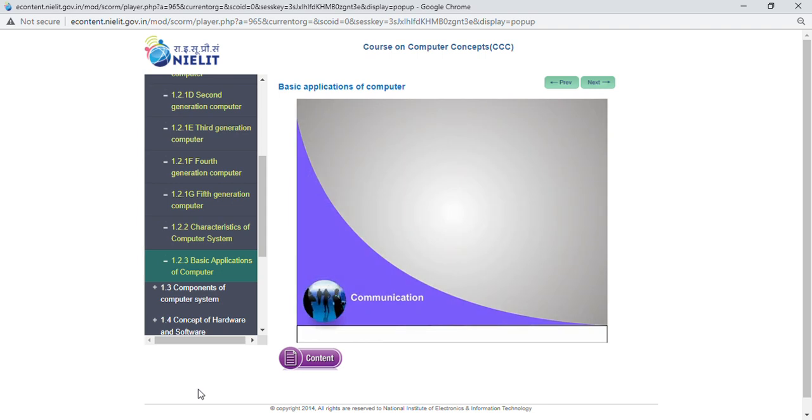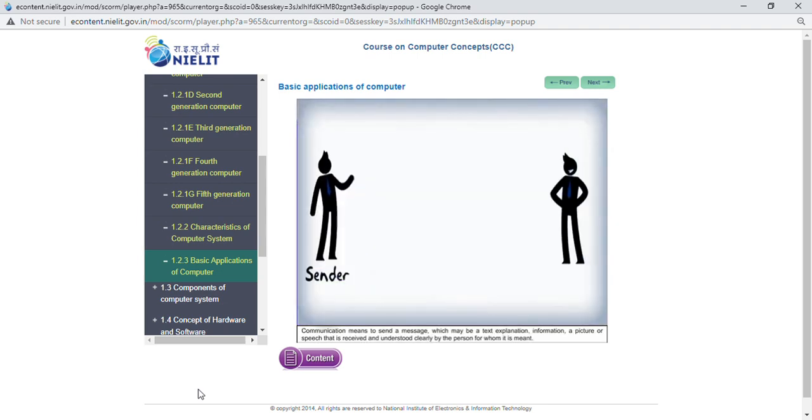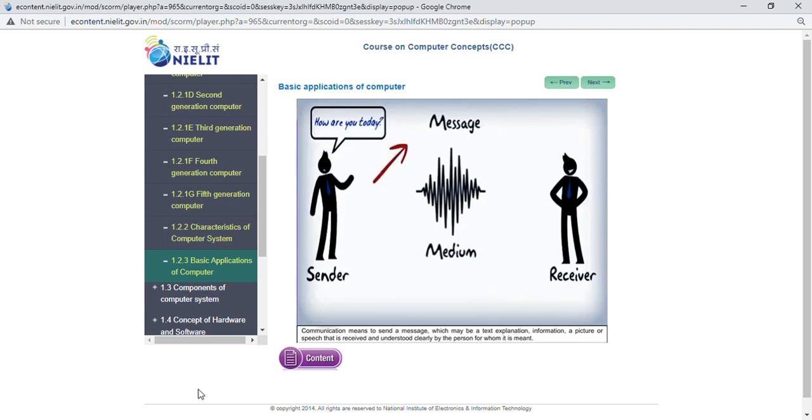Communication. Communication means to send a message, which may be a text explanation, information, a picture, or speech, that is received and understood clearly by the person for whom it is meant.